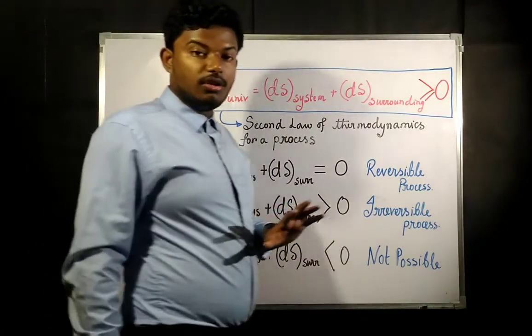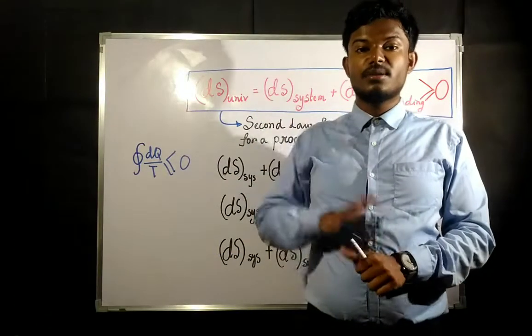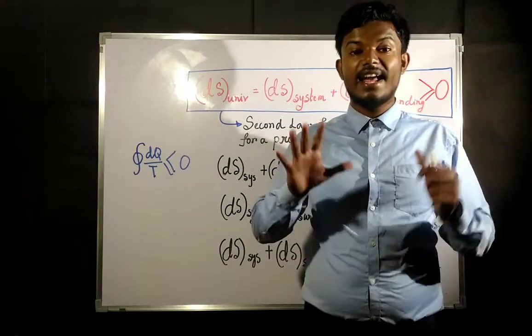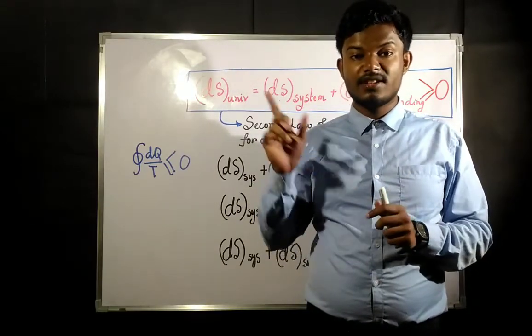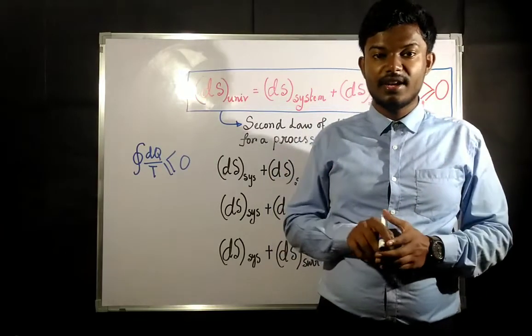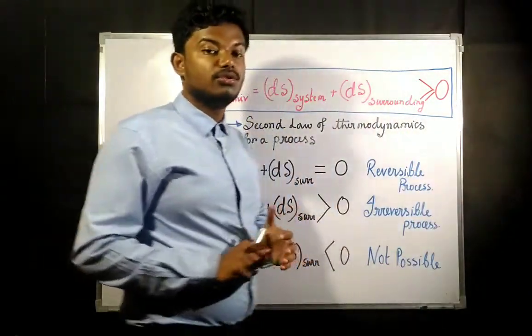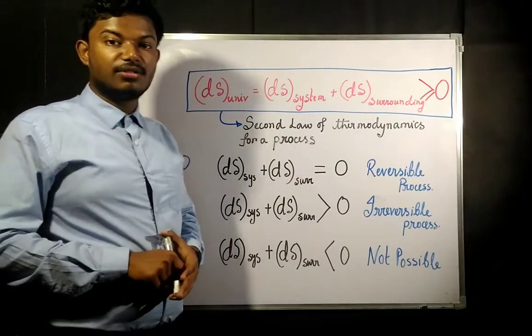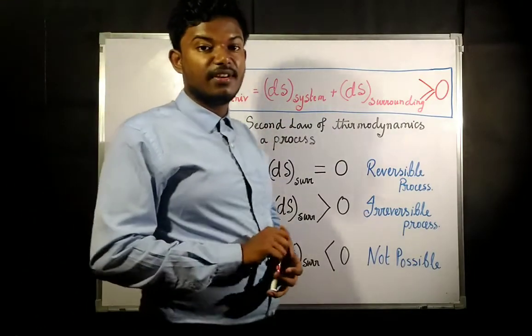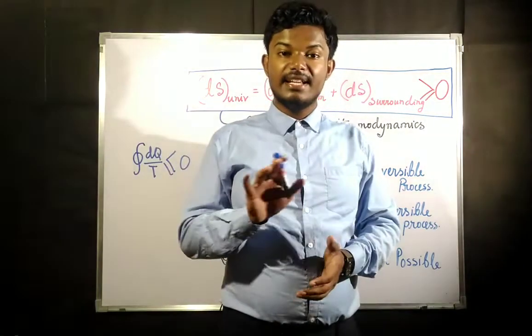Okay, so from the first law of thermodynamics, what have we learned? We have learned that the energy of the universe is going to be constant. And from the second law, we have found out that the entropy of the universe is never going to decrease.